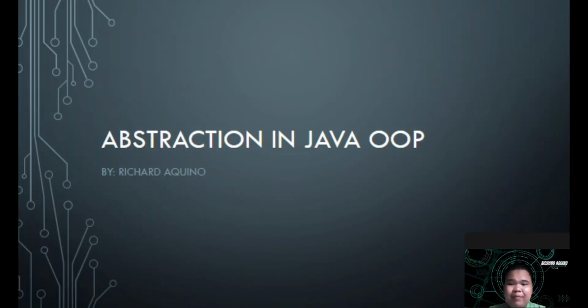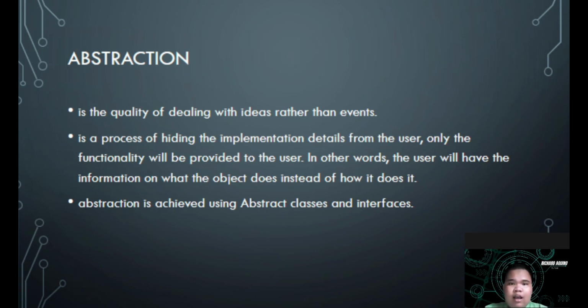Hello, I am Richard Aquino and I'm back to discuss abstraction in Java OOP or object-oriented programming. So, what is abstraction? As per dictionary, abstraction is the quality of dealing with ideas rather than events.